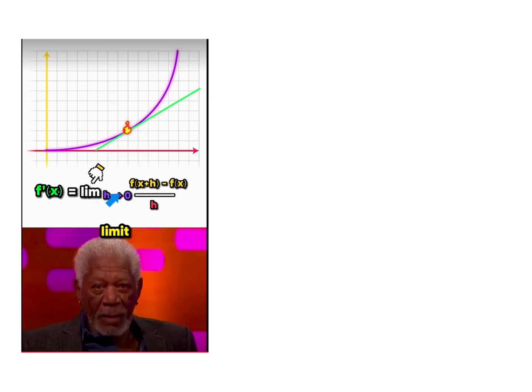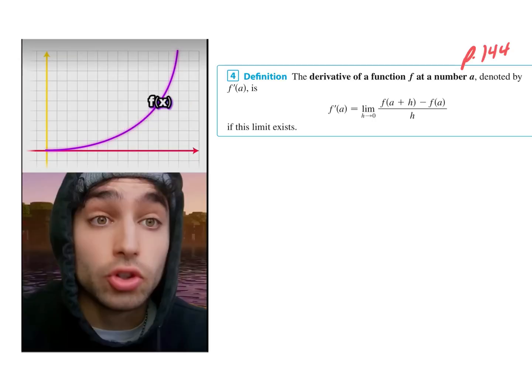So we take the limit as that distance between the two points approaches 0, and we're taking the limit of basically the slope formula. So that's what the derivative really is. It gives us the slope of the tangent line. The traditional definition, page 144, you can screenshot from here.